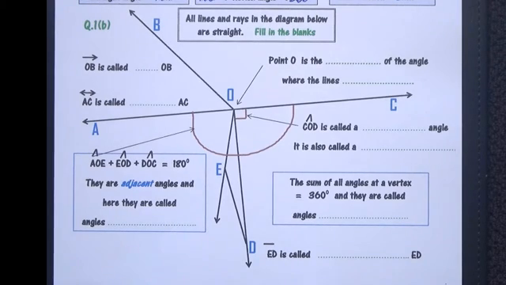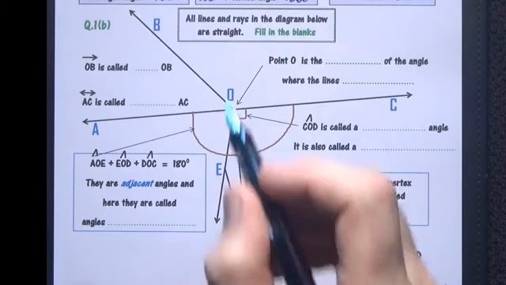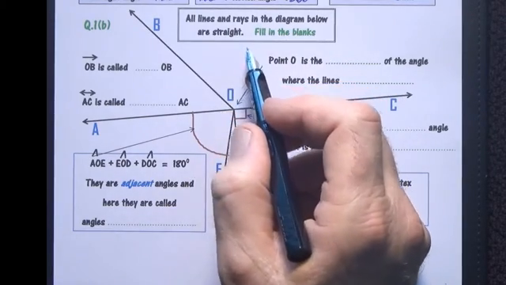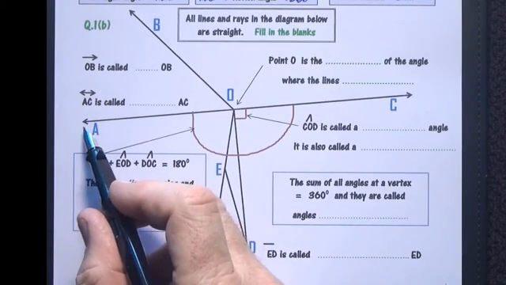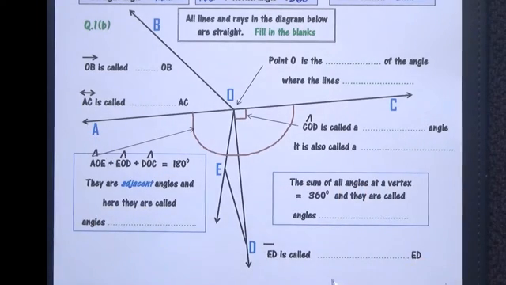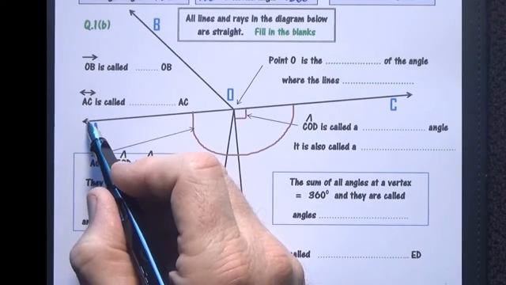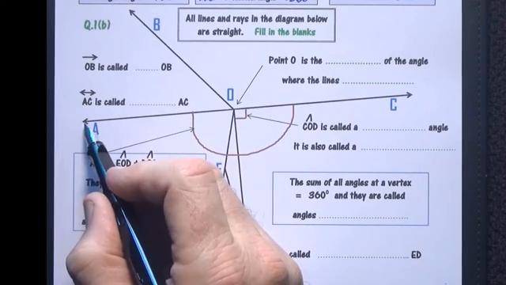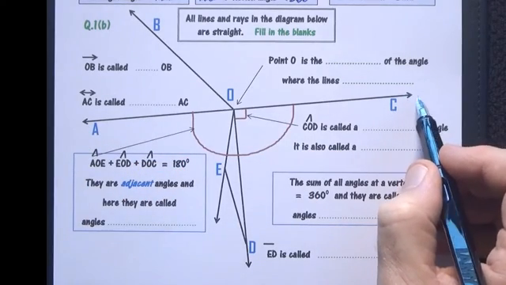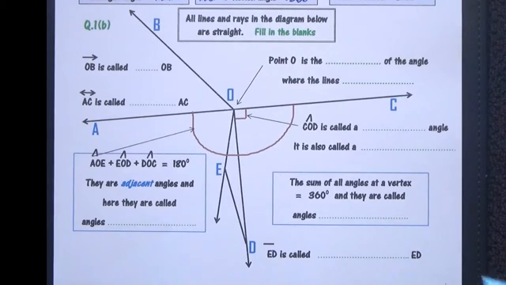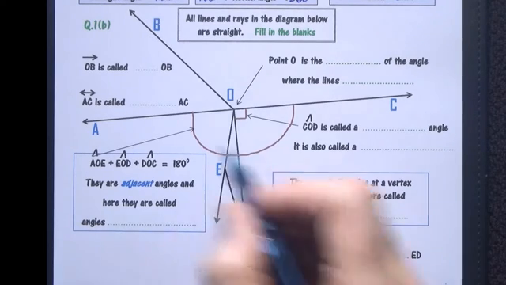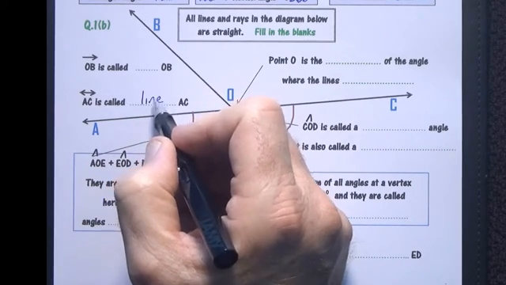Question 1b. Note that all lines and rays in the diagram below are straight. I'd like to start by looking at AC. And note that this line goes on forever in this direction and also forever in this direction. So we draw a line over AC with an arrow in each direction. And this is called line AC.